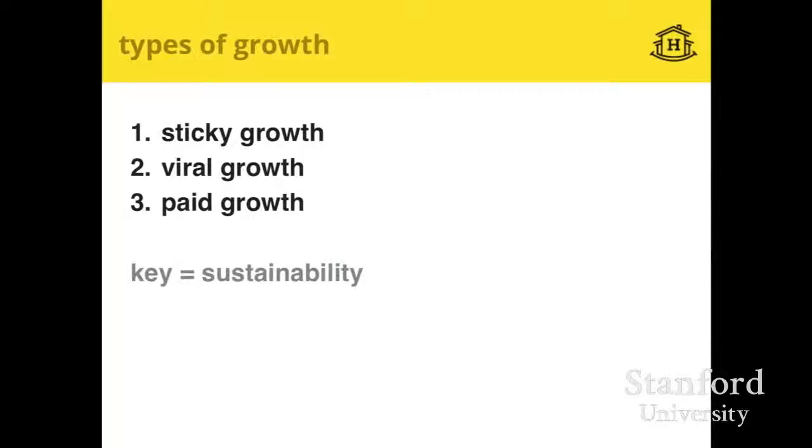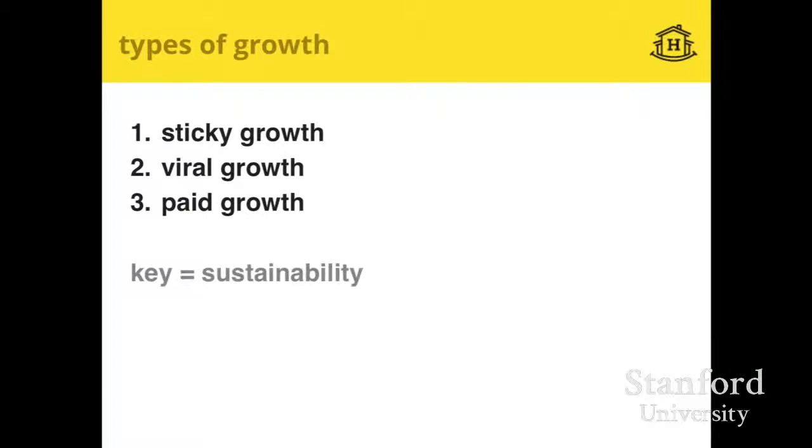Second is viral growth, so that's when people talk about you. So you use a product, you really like it, then you tell 10 other friends, they like it, and that's viral growth. And the third is paid growth. So if you happen to have money in the bank, you're going to be able to perhaps use part of that money to buy growth.